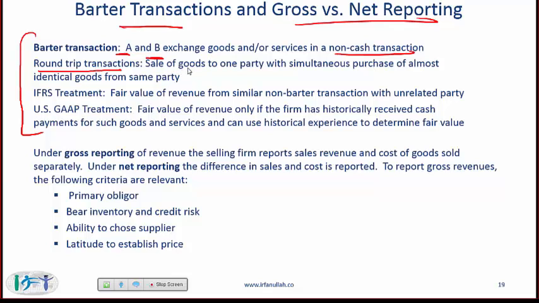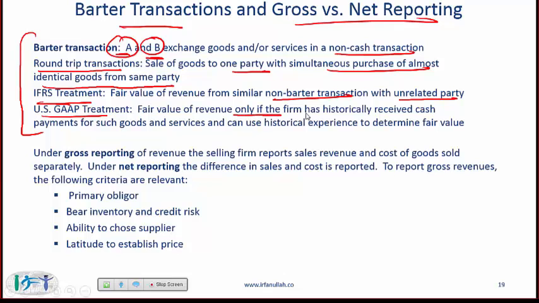A special case of a barter transaction is a round-trip transaction. This involves the sale of goods to one party with simultaneous purchase of almost identical goods from the same party. Now, how do we deal with this? According to IFRS, we use the fair value of revenue from similar non-barter transactions with an unrelated party. Unrelated in this context would be a party other than A and B. US GAAP treatment says that we have to use the fair value of revenue only if the firm has historically received cash payments for such goods and services and can use historical experience to determine fair value. So US GAAP is a little more conservative.